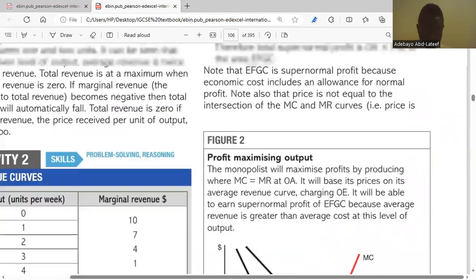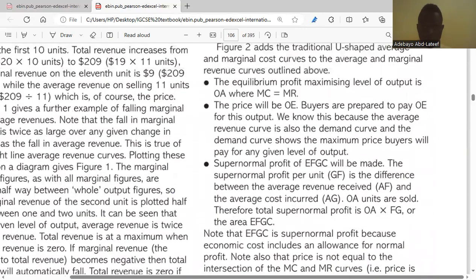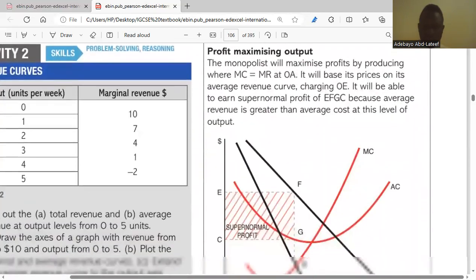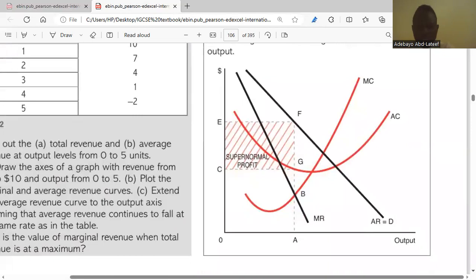Then the second point. They said the price will be OE. The price will be OE. Buyers are prepared to pay OE for this output. So what does this mean? Let's go back to the graph again. At the price OE, because we said a monopolist will be producing at the profit maximizing level of output at OA, it means it's going to be selling at OA. For a monopolist to sell at OE, it means that buyers are prepared to pay the price OE.